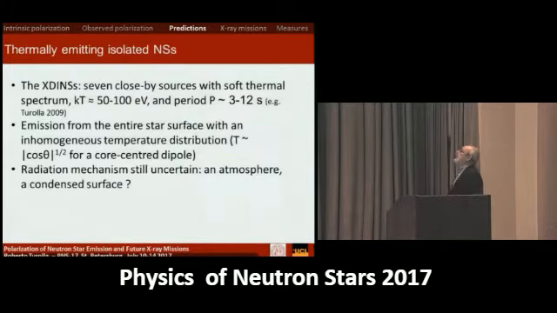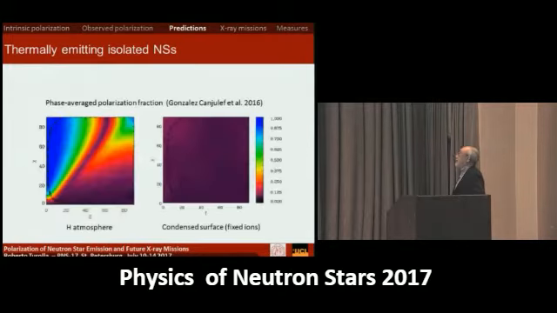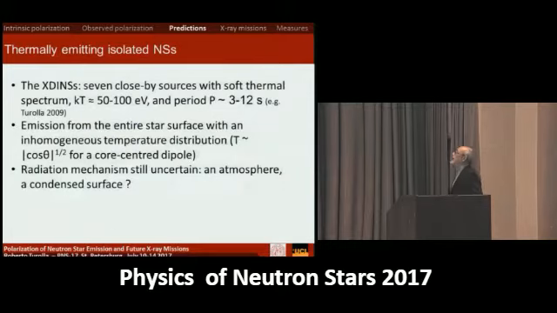Okay, thermally emitting isolated neutron stars, typically the X-ray dim isolated neutron stars. These are 7 close-by sources with a soft thermal spectrum with temperature of a few tens of electron volts and periods in the range 3-12 seconds. Emission is thought to come from the entire star surface, which has an inhomogeneous temperature distribution dictated by the magnetic field. For the dipole, T goes like the square root of cosine theta, where theta is the magnetic colatitude. We are not sure what the radiation mechanism is that actually produces the radiation we observe in the X-ray range.